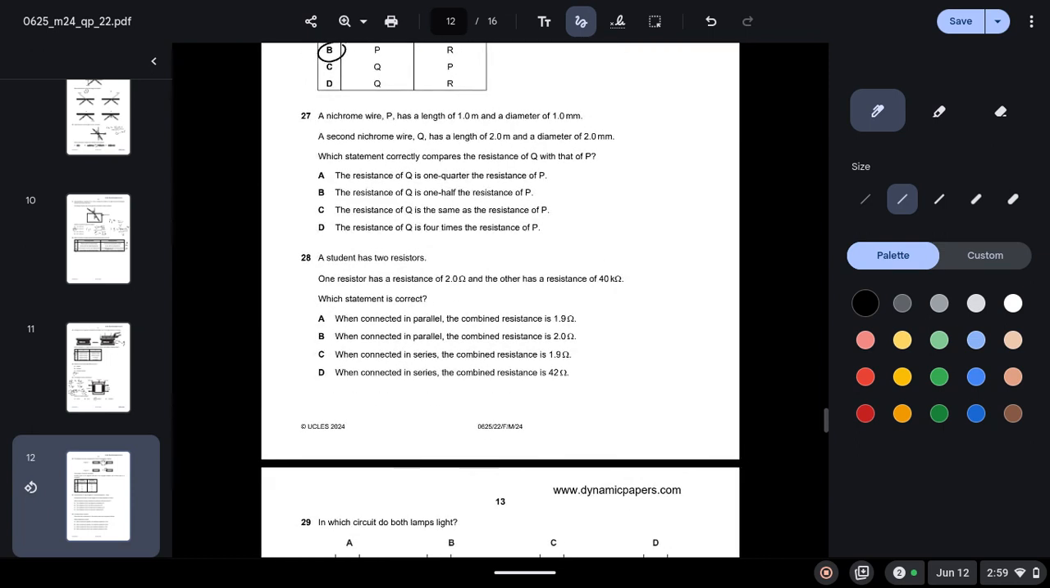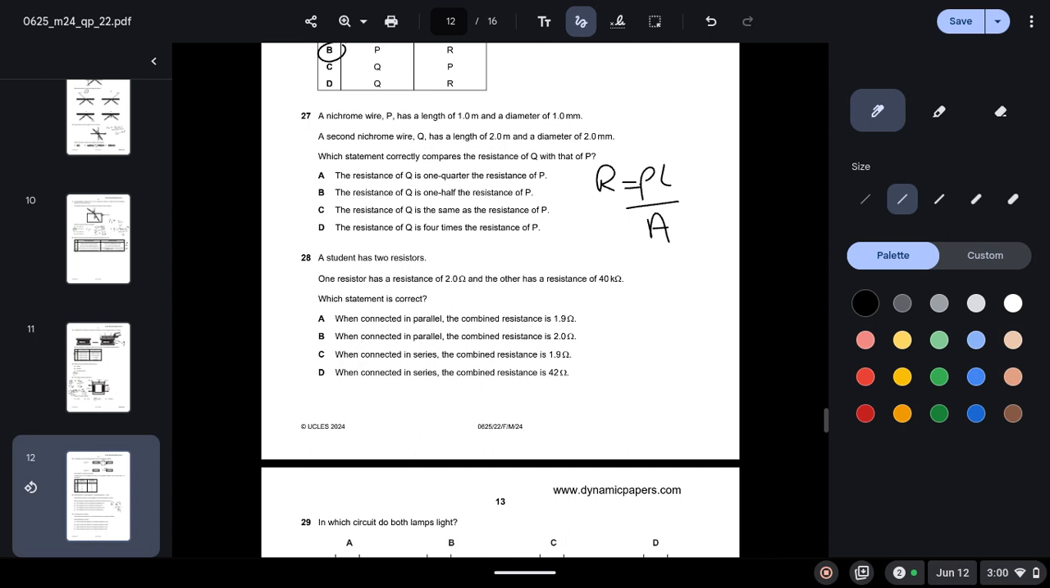A nichrome wire P has a length of 1 meter and a diameter of 1 millimeter. A second nichrome wire Q has a length of 2 meters and a diameter of 2 millimeters. Which statement correctly compares the resistance of Q with that of P? So we know resistance is resistivity times length upon area. So the second nichrome wire Q has double the length, so that means Q would have twice the resistance, but it also has twice the diameter.